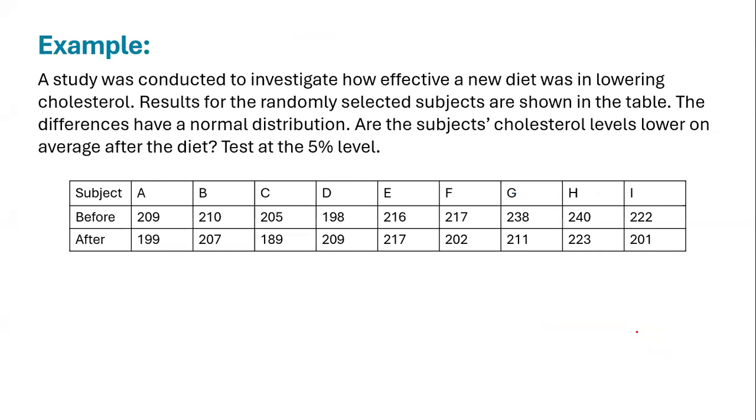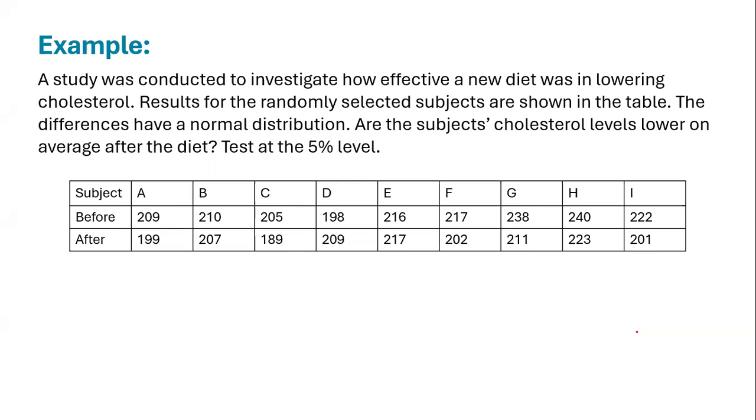Okay, last example. In this example, we have a study that was conducted to investigate how effective a new diet was in lowering cholesterol. Results for the randomly selected subjects are shown in the table. And the differences have a normal distribution. Are the subjects' cholesterol levels lower on average after the diet? Are the cholesterol levels lower after the diet? That means after must be less than before.